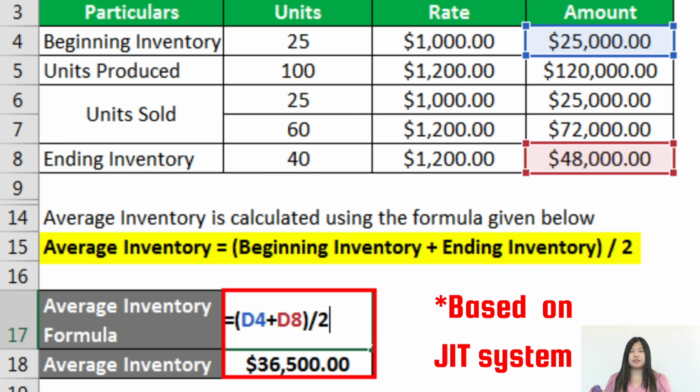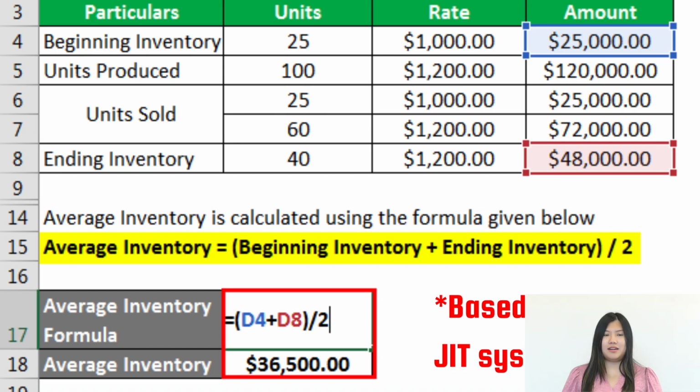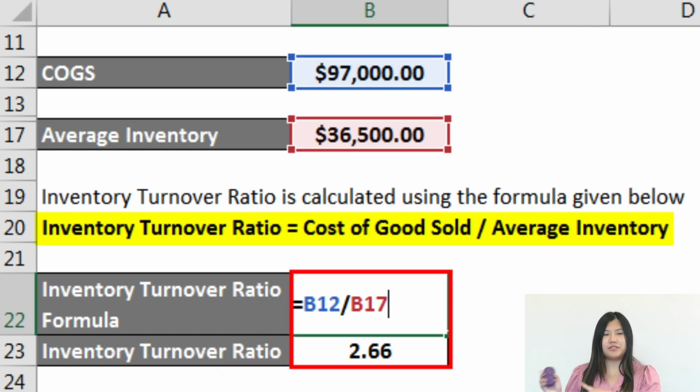Right here, you want to find your average inventory formula. Usually to find it is the beginning inventory plus the ending inventory, and you divide it by 2. So let's find the numbers for the average inventory in the formula. In the beginning inventory, you look for, it should say 25,000. Now, if you find the ending inventory in the red, that'll be 48,000. And now let's add those up together and divide by 2. You'll end up with 36,500.